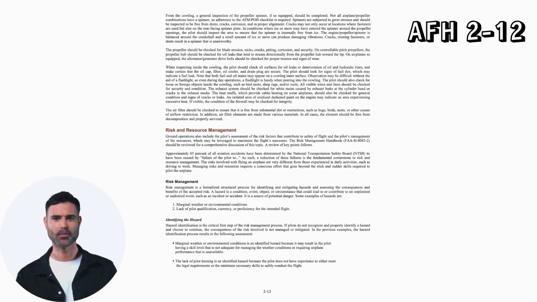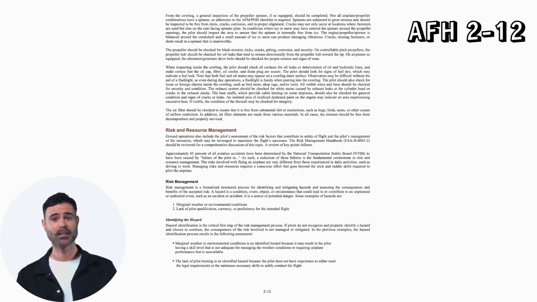Risk and resource management. Ground operations also include the pilot's assessment of the risk factors that contribute to safety of flight and the pilot's management of the resources, which may be leveraged to maximize the flight's success. The Risk Management Handbook should be reviewed for a comprehensive discussion of this topic. A review of key points follows.